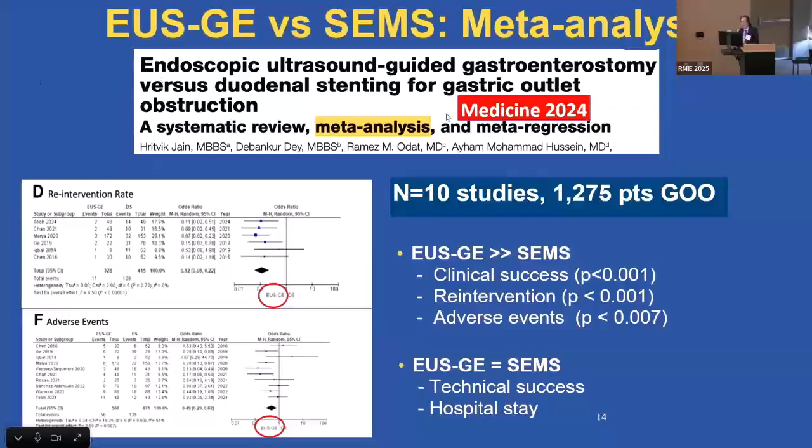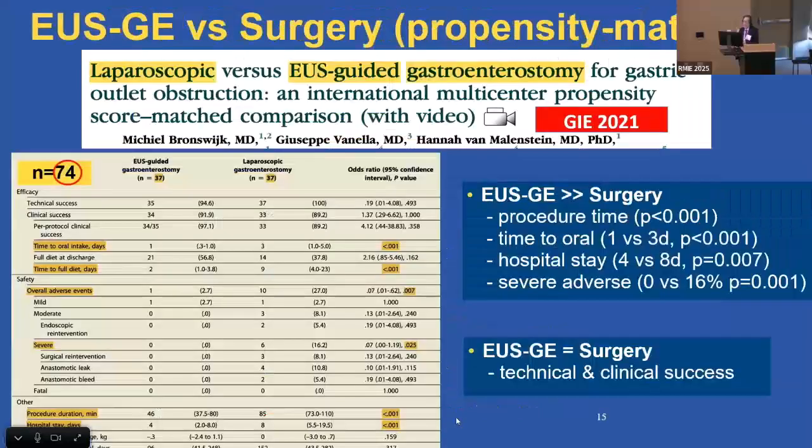And then we have this meta-analysis, 10 studies over almost 1,300 patients with gastric outlet obstruction. Again, EUS-GE superior to SEMS in clinical success, reintervention, and adverse events. You can see here from the paper, reintervention rate, adverse events. Those are the key parameters that we look at. Equivalency in terms of technical success, that's not surprising, and hospital stay.